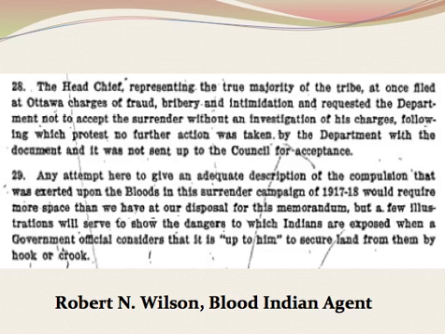Any attempt here to give an adequate description of the compulsion that was exerted upon the Bloods in this surrender campaign of 1917 to 18 would require more space than we have at our disposal for this memorandum, but a few illustrations will serve to show the dangers to which Indians are exposed when a government official considers that it is up to him to secure land from them by hook or crook. And mind, this is being written by an ex-Blood Tribe Indian agent. So it's quite believable. He knows what goes on from the inside, and he witnessed all of this happening at the time.